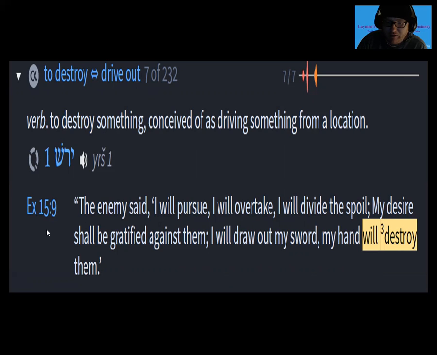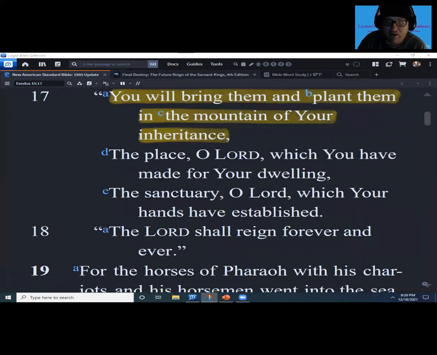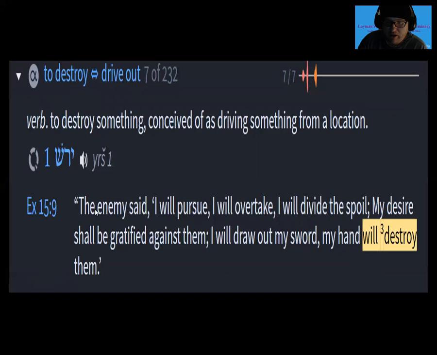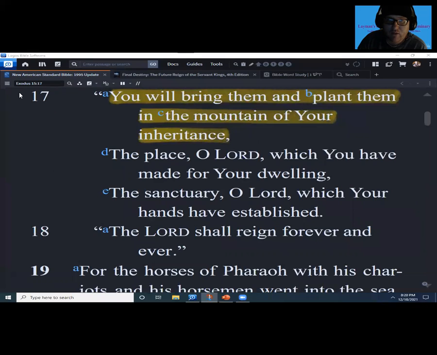So the passage is Exodus 15:9, which I have here, I think, or I'll read it here just in case I skipped over. The enemy said, I will pursue, I will overtake, I will divide the spoil. My desire should be gratified against them. I will draw out my sword, my hand will destroy them. Okay. And in the context is military defeat, driving them from a location. Exodus 15:7. You will bring them and plant them in the mountain of your inheritance.